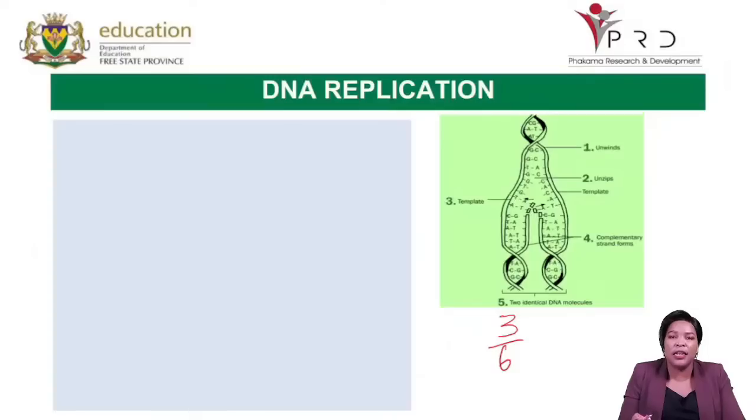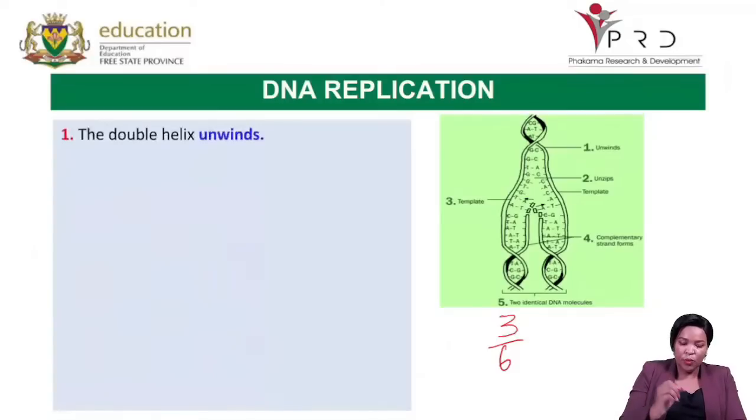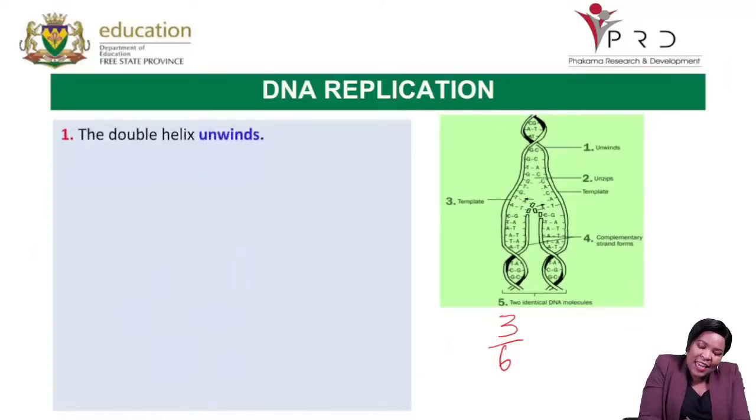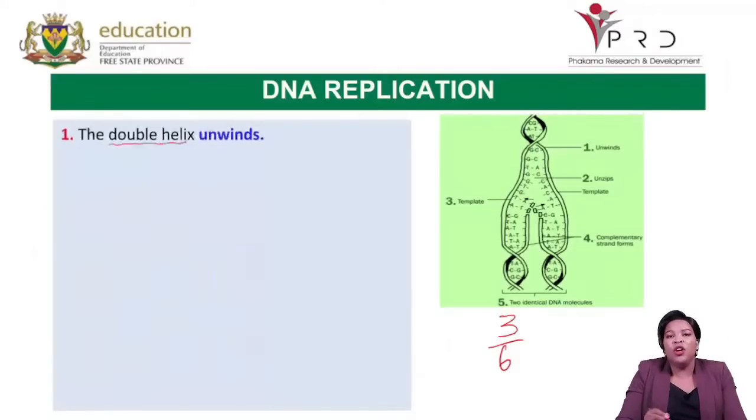And remember, you do not leave any question unanswered. All the spaces must be filled. So make sure that you collect as much as possible marks from any question that you are given. Right. The first thing, the double helix unwinds. Pay attention to this. We no longer say DNA unwinds. You must tell us that it was a double helix, now it is unwinding. Because someone might not know what the shape was before. So for you to get full marks for unwinds, please say the double helix unwinds.